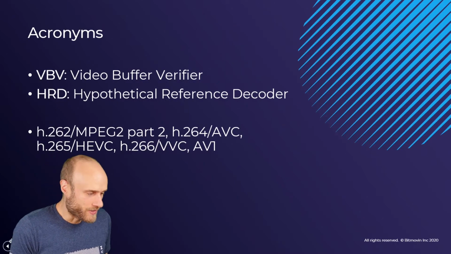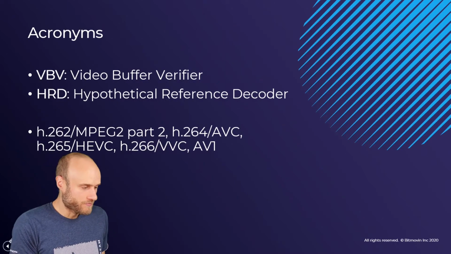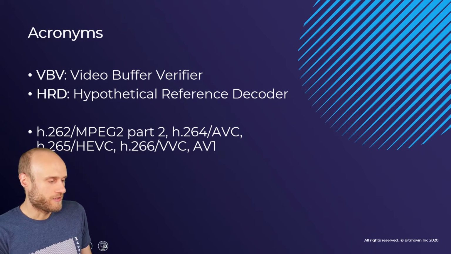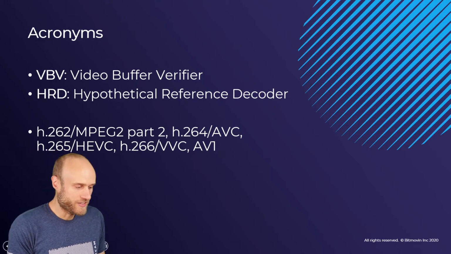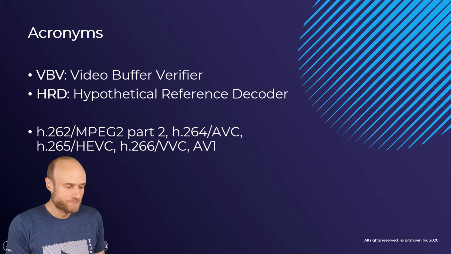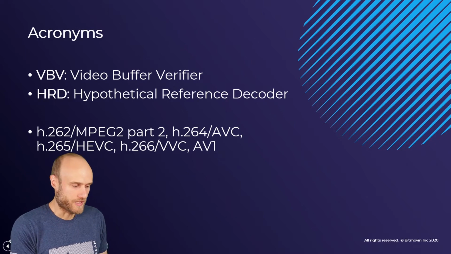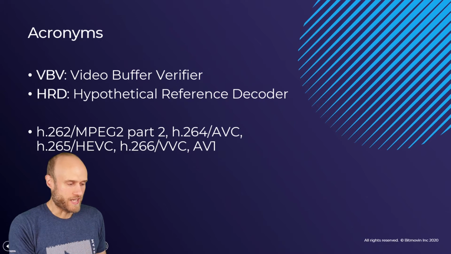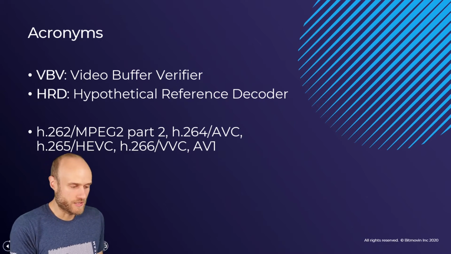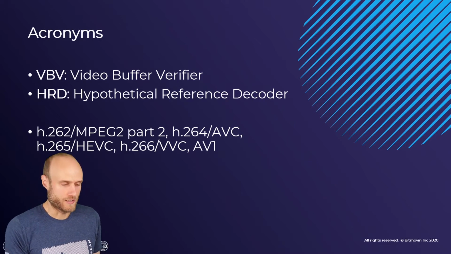So first, let's decrypt some acronyms. VBV or HRD. VBV is the video buffer verifier, HRD the hypothetical reference decoder, and for most of this talk we can just take these as synonyms. They are basically describing the same thing. VBV was first introduced in MPEG-2 and then it was replaced by HRD in H.264, which we'll see a little bit later, which is a little bit more abstract and a little bit more detailed.